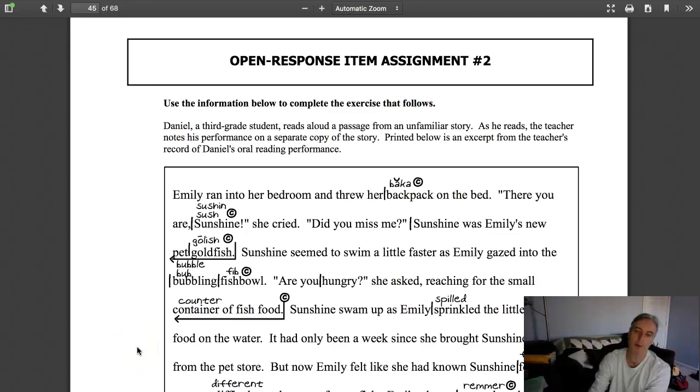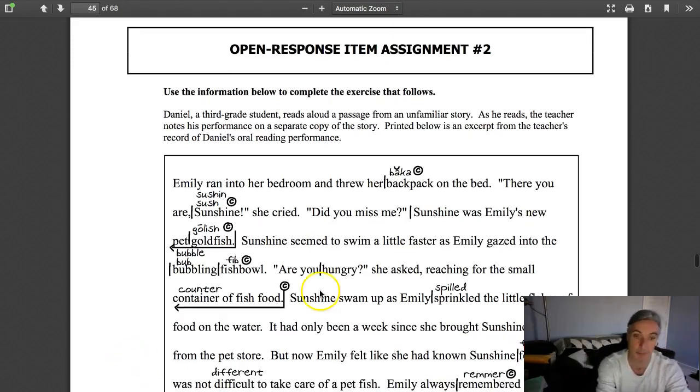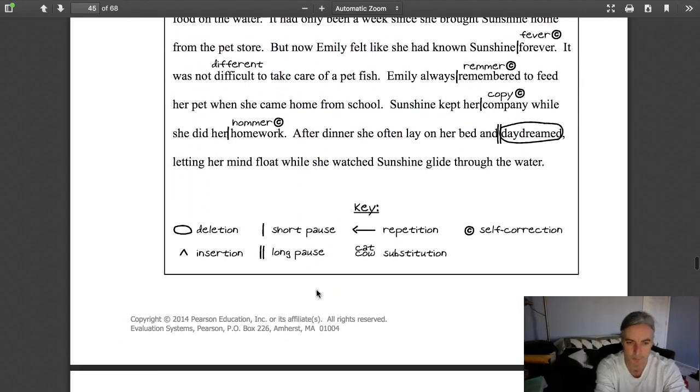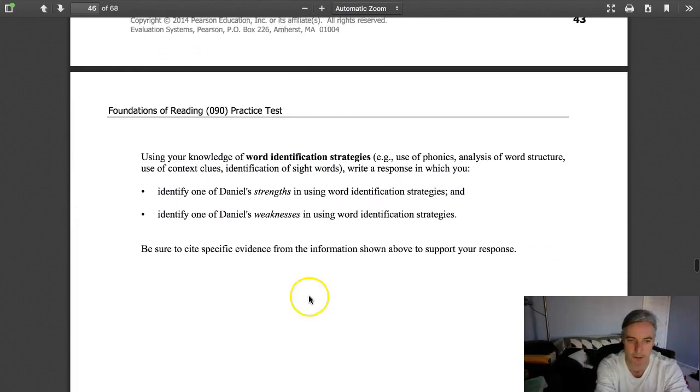So, as we're starting running records, it's a good time to look at the essay portion of the Foundations of Reading test, because one of the two essays often has you look at a miscue analysis of an oral read aloud and gives you some symbols and then asks you to do something with it to answer the question. And so, let's go look at the question first.